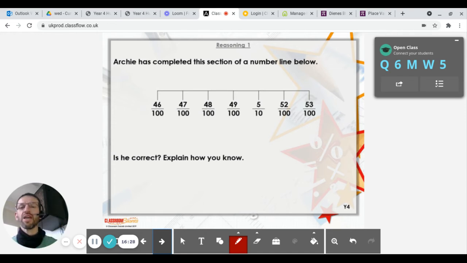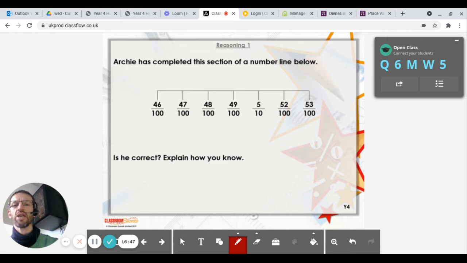Reasoning 1. It says here, Archie has completed this section of a number line below. Is he correct? And explain how you know. Okay, I can see that it starts with 46 hundredths. And in fact, most of them are hundredths. So the number at the bottom is 100. These are all hundredths. We've just got 5/10 there.